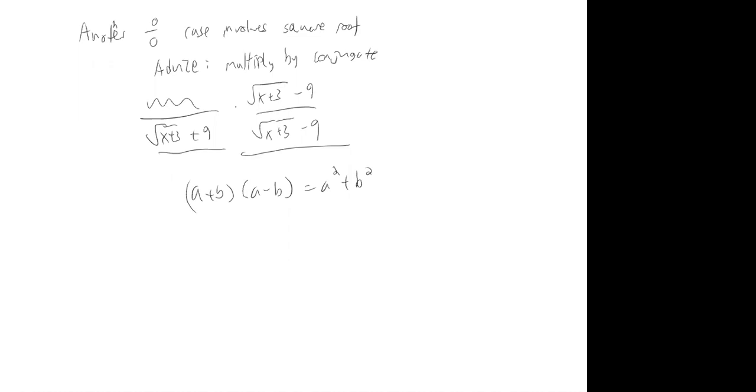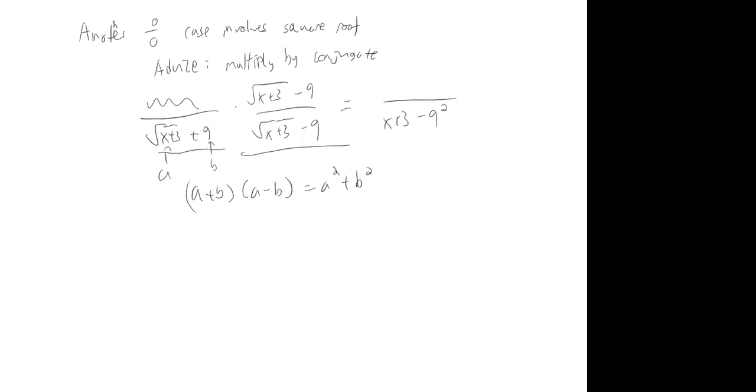So in this case, this is your a, this is your b. And when you square a square root, squaring a square root just undoes the square root. So you have x plus 3 minus 9 squared. So you basically got rid of the square root on the bottom.